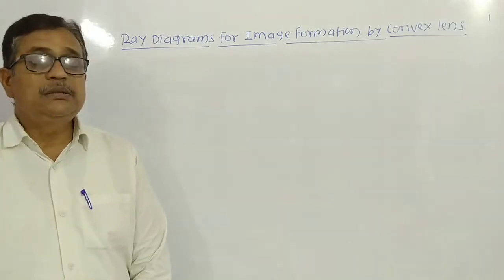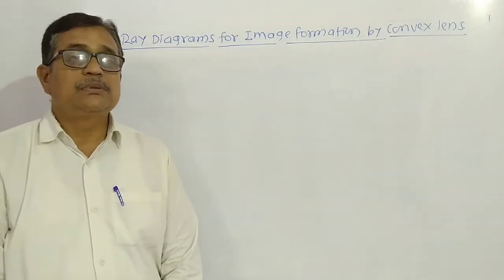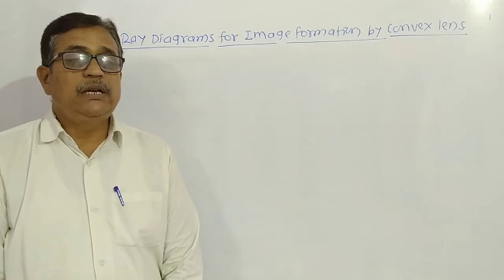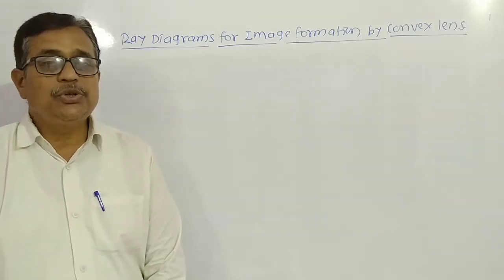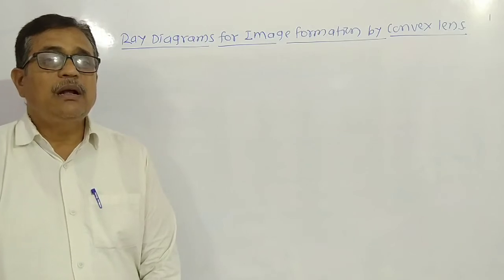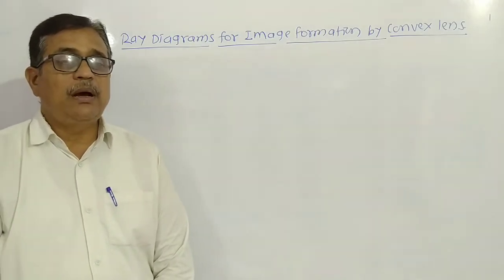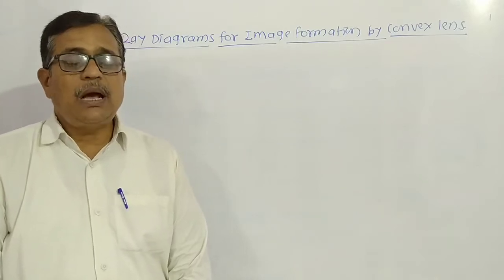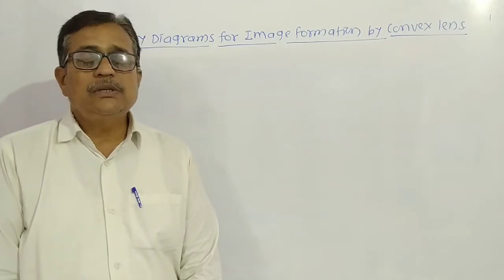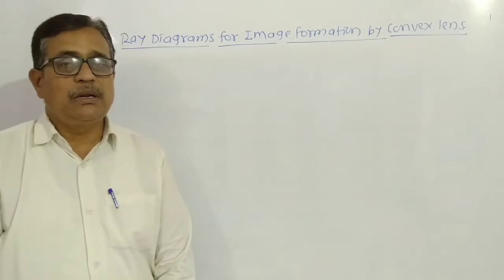Today we learn how we draw the diagrams when the object is placed at a given position. You can draw the diagram and indicate the position of the image, the nature of the image, and the size of the image. Dear student, what is the nature of the image here?